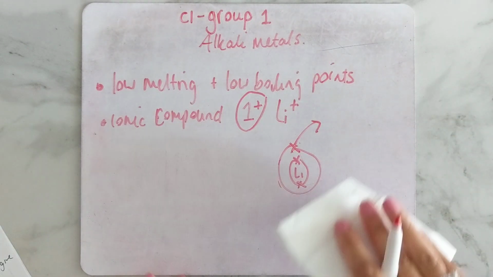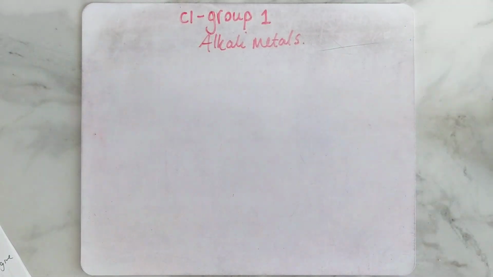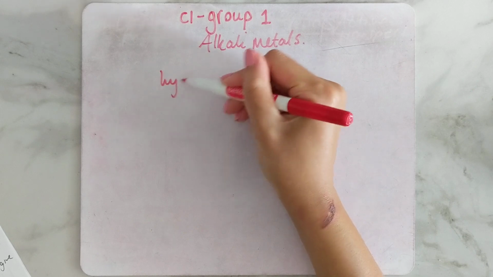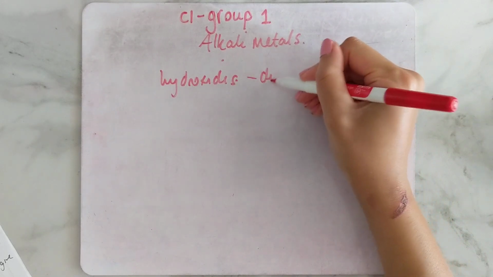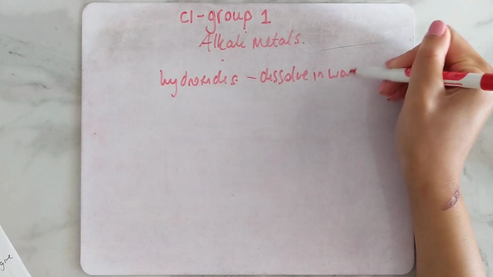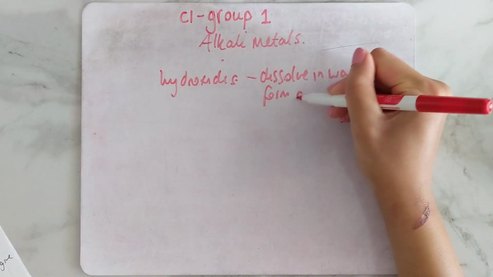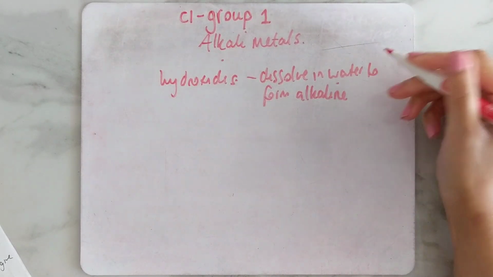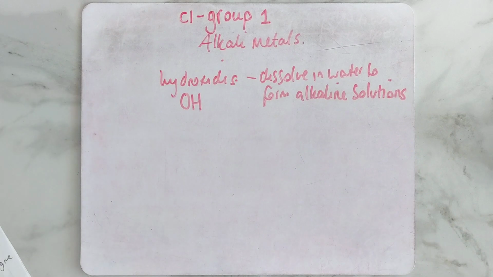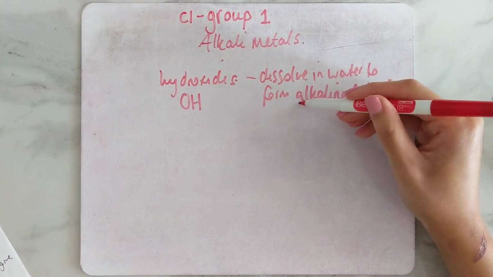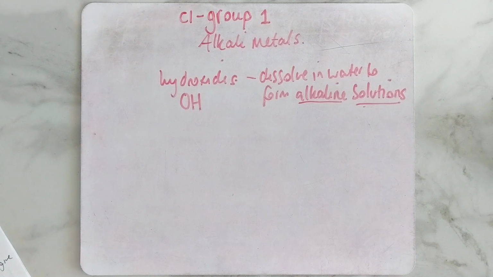Alkali metals also react vigorously with water to form hydroxides. And these hydroxides dissolve in water to form alkaline solutions. So now you can see why we call them the alkali metals. Hydroxides have the ending OH, and they dissolve in water to form alkaline solutions. Alkali meaning if I had some universal indicator in that water, it would go from green to purple because it's an alkali solution.